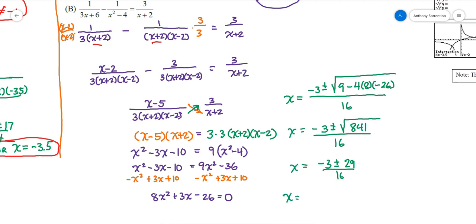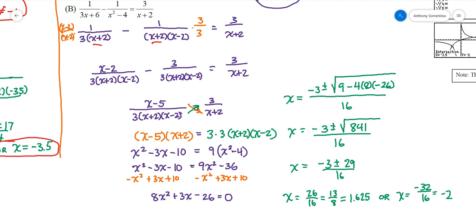So x is going to equal, well, negative 3 plus 29 is going to be 26 over 16, which would become basically 13 over 8, which is the same thing as 1.625. The other answer is going to be, well, negative 3 minus 29 is negative 32 divided by 16, which is negative 2.